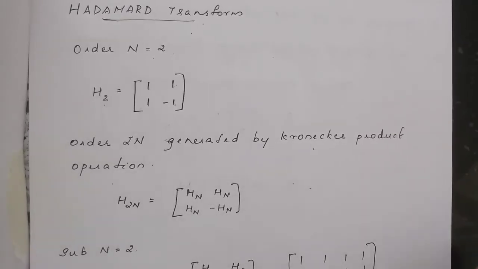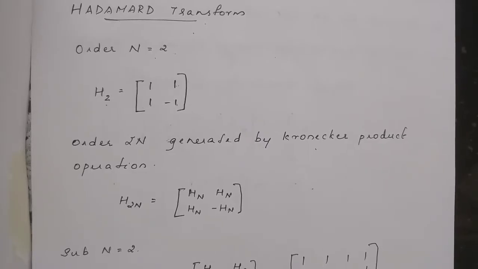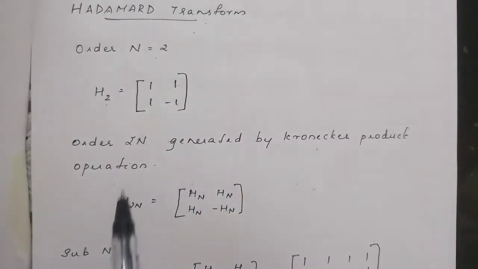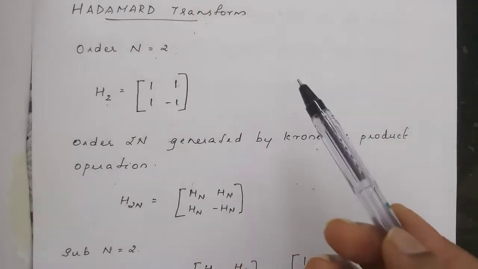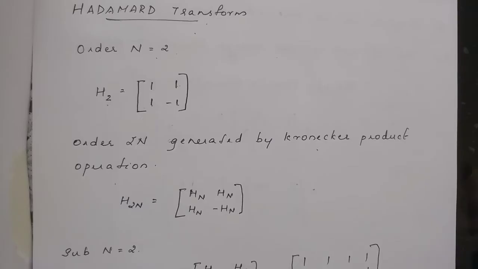Today's topic is the Hadamard transform. It is a non-sinusoidal transfer function, whereas the DFT is a sinusoidal transfer function. Last class we have seen the DFT. It is a sinusoidal transfer function, but here it is a non-sinusoidal function and it is a symmetric matrix. The Hadamard transform is usually written in symmetric form and its smallest order is 2.